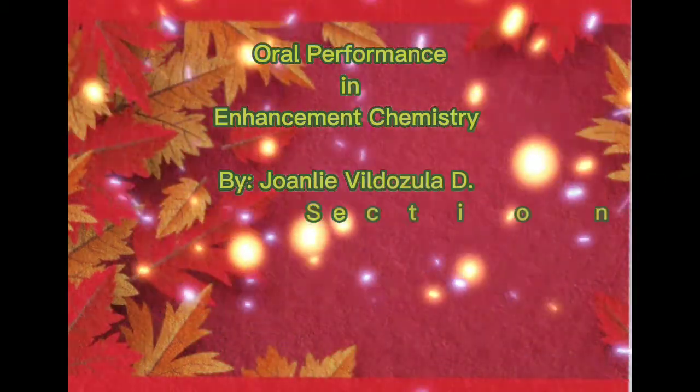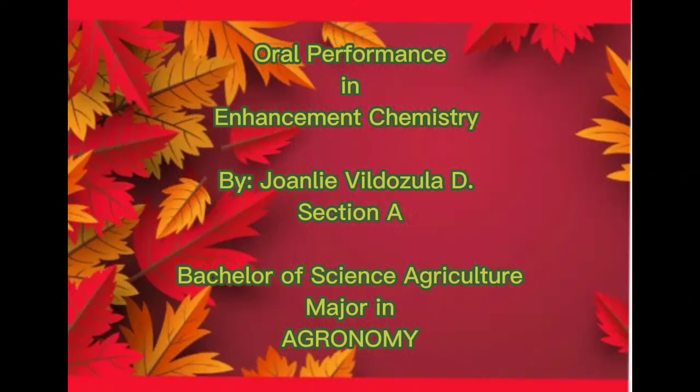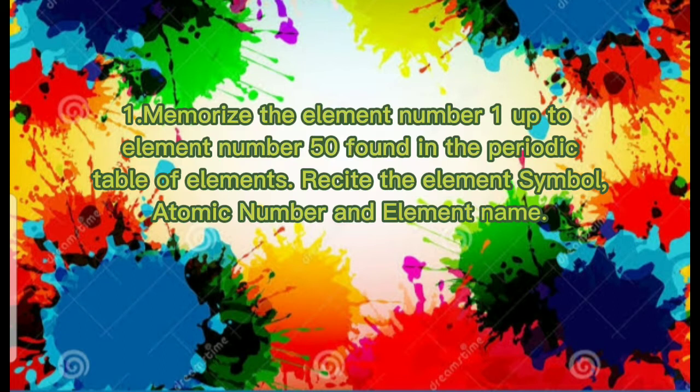Oral Performance Enhance Chemistry by Jonli Vildaziola D. Section A, Bachelor of Science Agriculture Major in Agronomy. 1. Memorize the element number 1 up to element number 50 found in the periodic table of elements. Recite the element symbol, atomic number and element name.